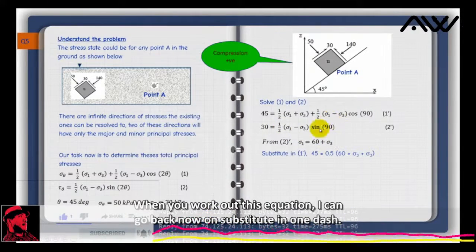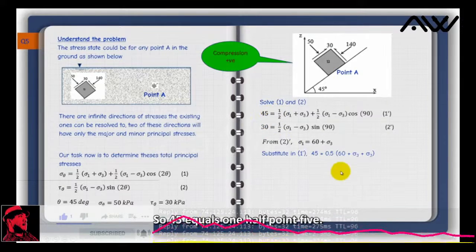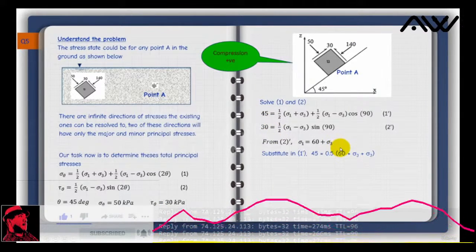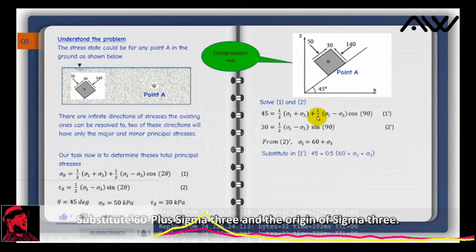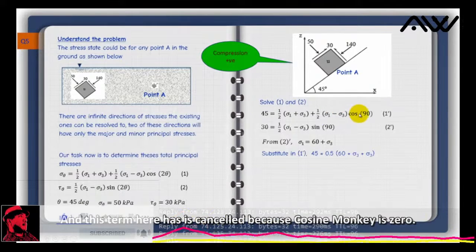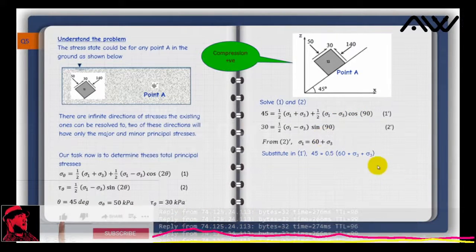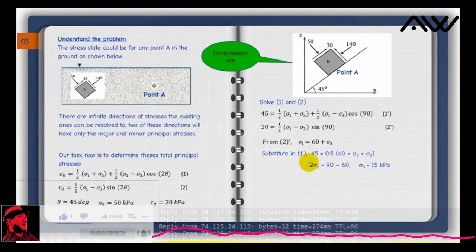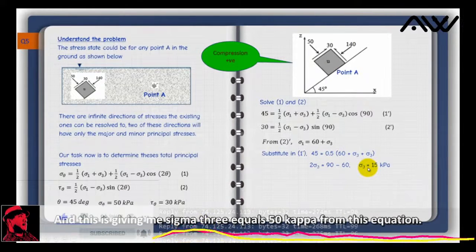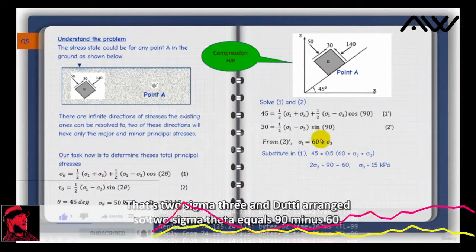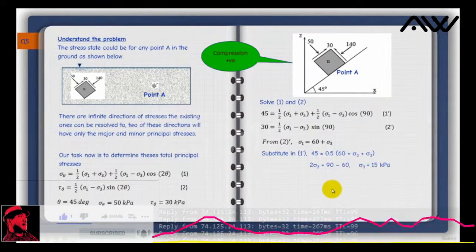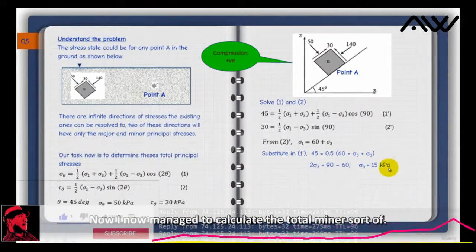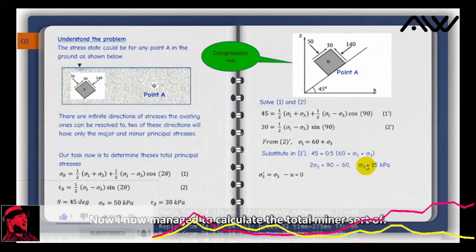I can go back now and substitute in 1 dash. So 45 equals 1 half, 0.5, parentheses here, sigma 1, substitute 60 plus sigma 3, and you already have sigma 3, and this term here is cancelled because cosine 90 is 0. I can solve this problem now, simple, and this is giving me sigma 3 equals 15 kPa. Sigma 3 plus sigma 3, that's 2 sigma 3, and you rearrange, so 2 sigma 3 equals 90 minus 60, that's 15 kPa. Now I managed to calculate the total minor stress.